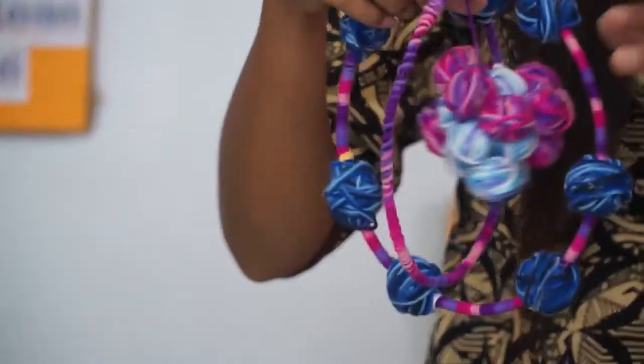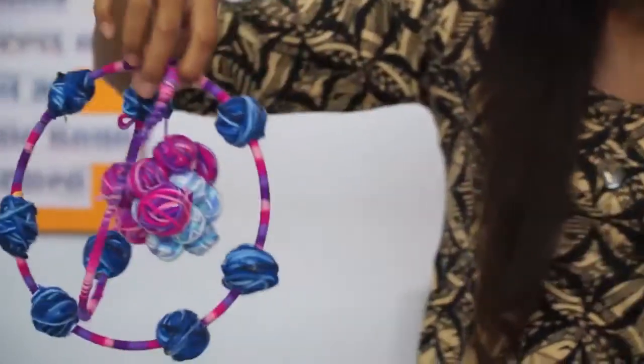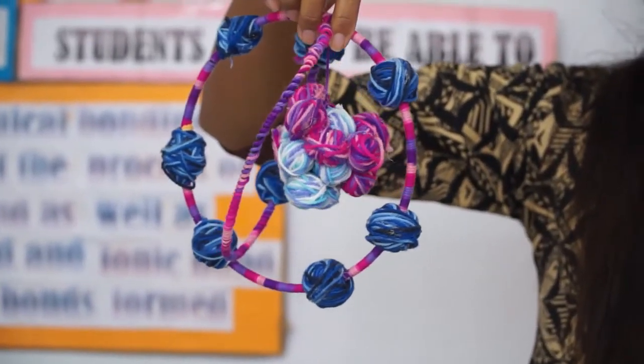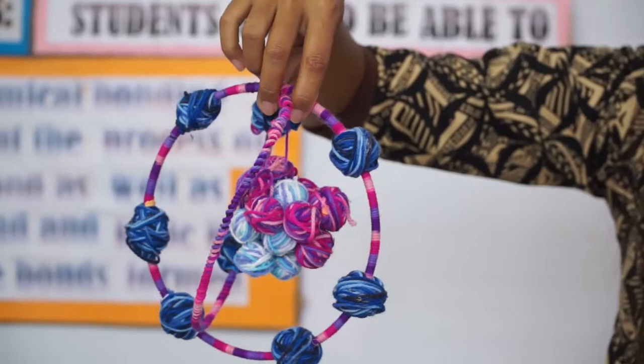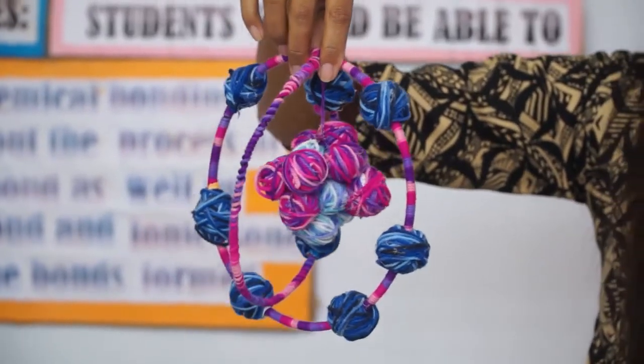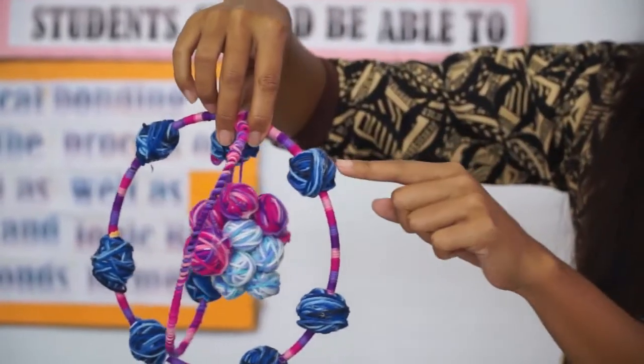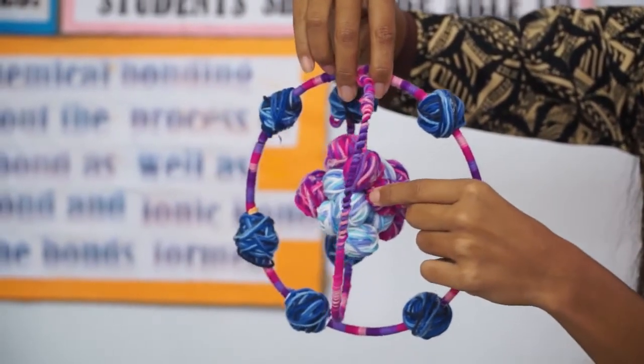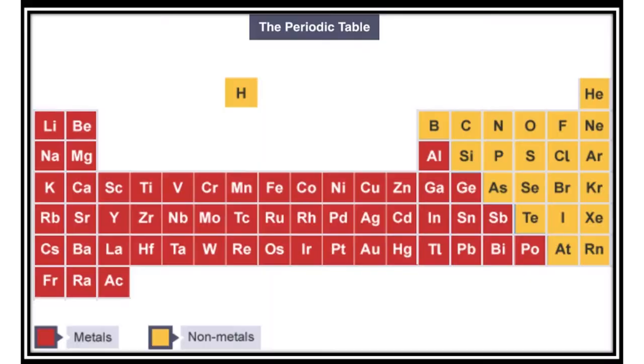Before we move on to the main topic, which is chemical bonding, students should understand the different elements and their electron arrangements. Here are the atomic models I have created for the oxygen atom and neon. Have a look at the atomic model for oxygen.